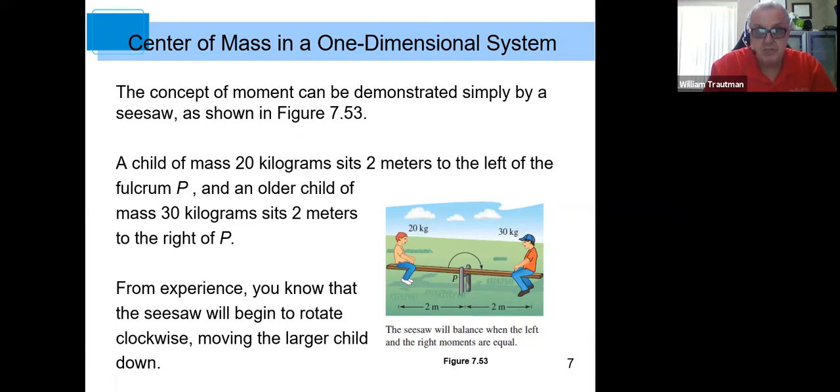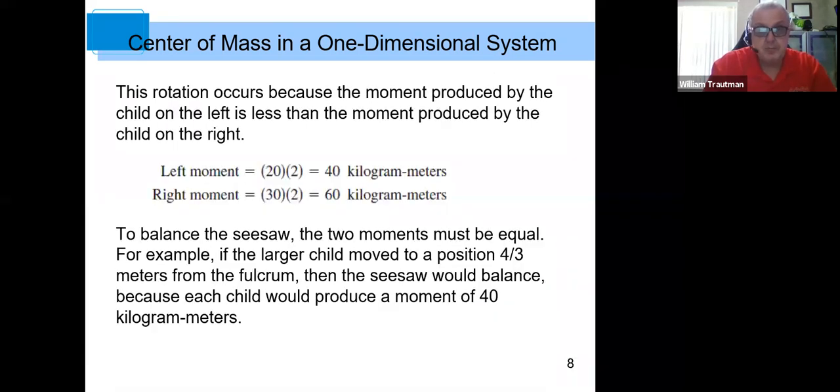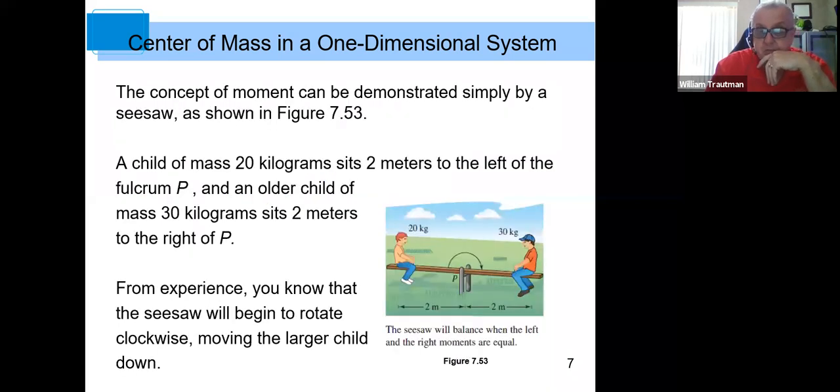That's pretty obvious. And you can look at the momentum. Left momentum was the mass times the distance. The right momentum is mass times the distance. If you notice, the right side has more momentum because he's heavier. It's the same distance.